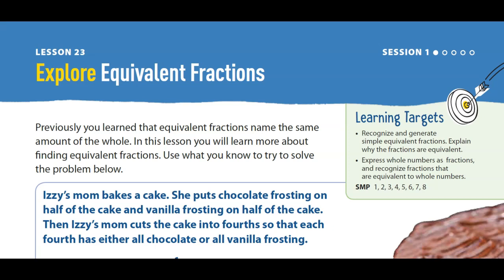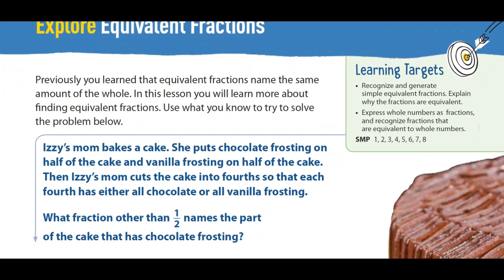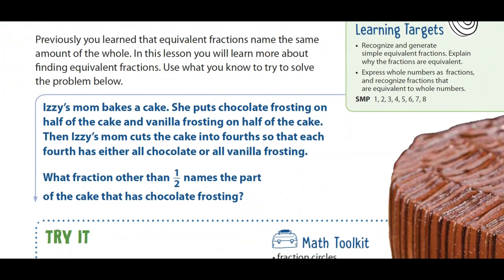All right, this is lesson 23. We're going to continue to talk about equivalent fractions, okay? Fractions that are equal to each other, but the model is going to look different, okay? It says you previously learned that equivalent fractions name the same amount of the whole. In this lesson, you will learn more about finding equivalent fractions. Use what you know to try to solve the problem.